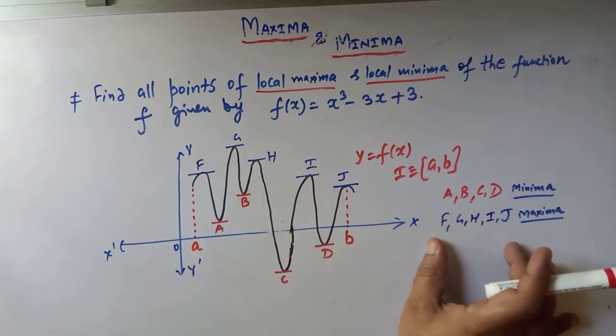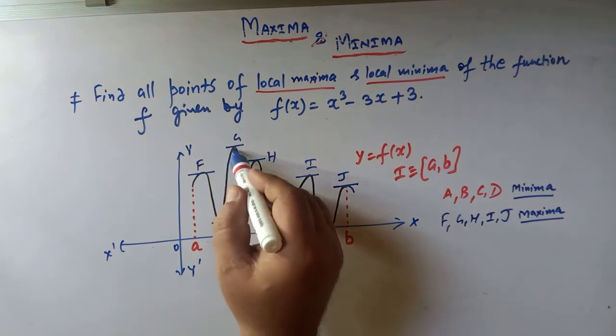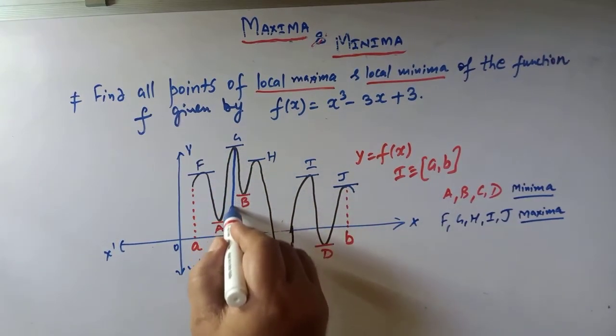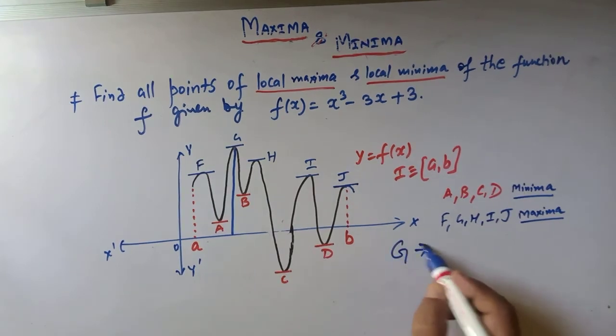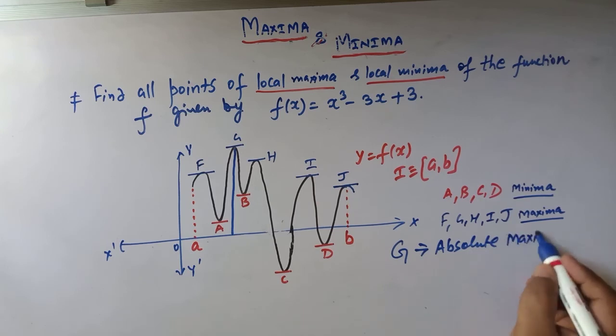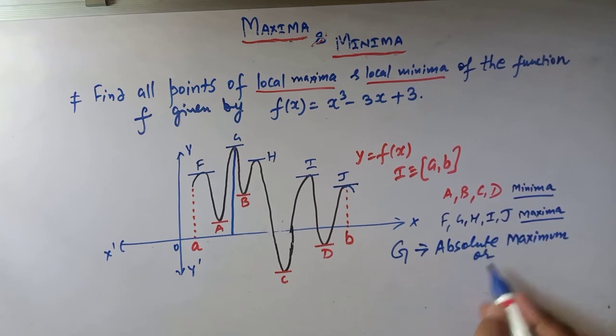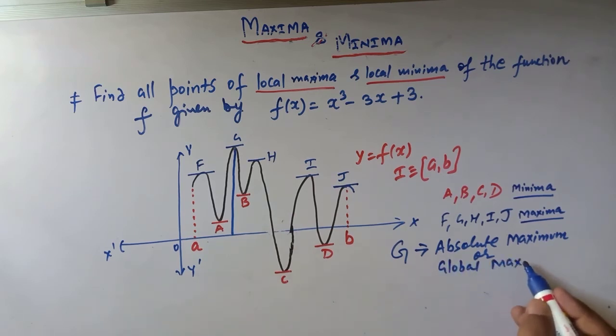Now if we take the greatest maxima, what is the greatest maxima? I think G is the greatest maxima. This is the maximum value of the function. So this point G is known as the absolute maximum, or this point G is called global maxima.